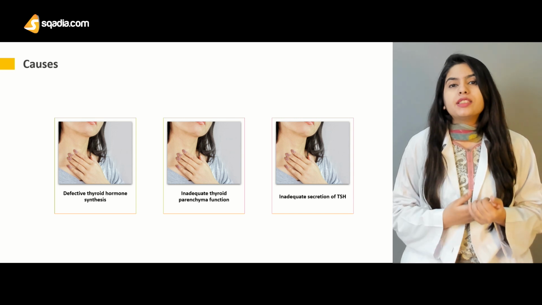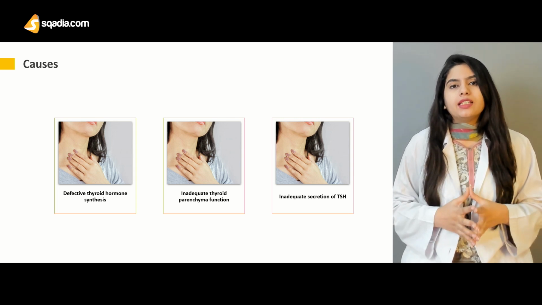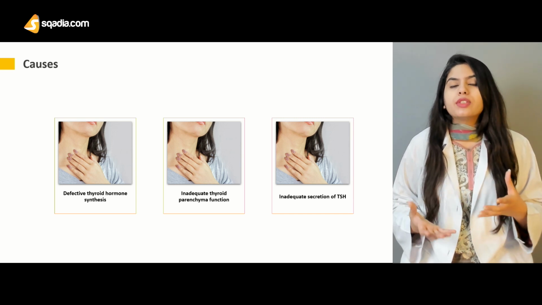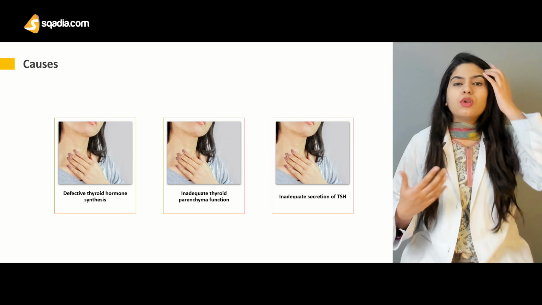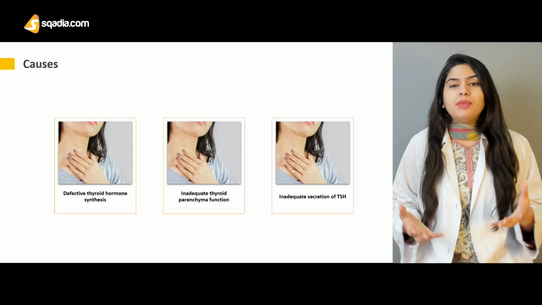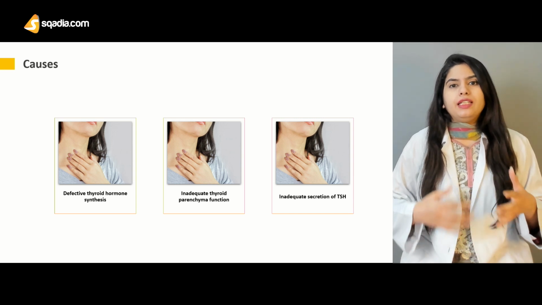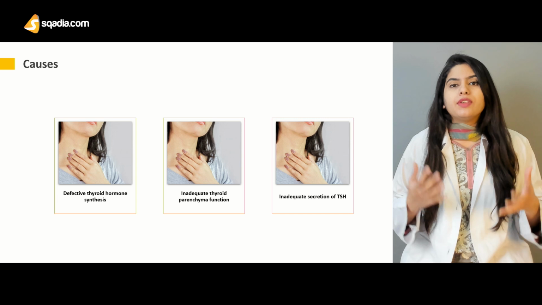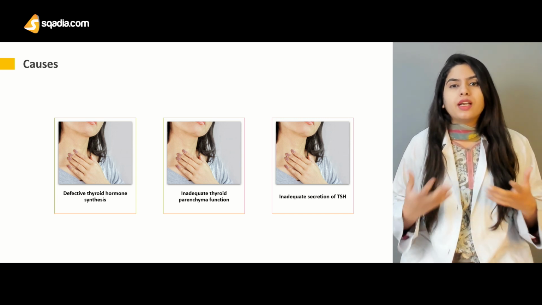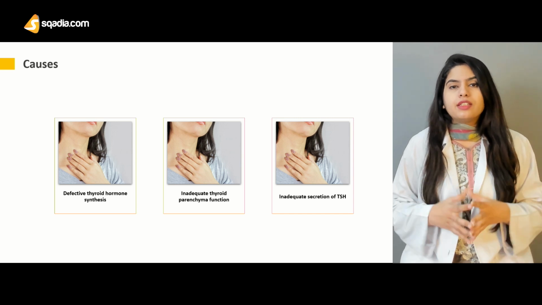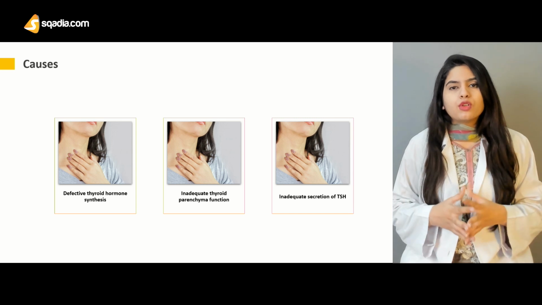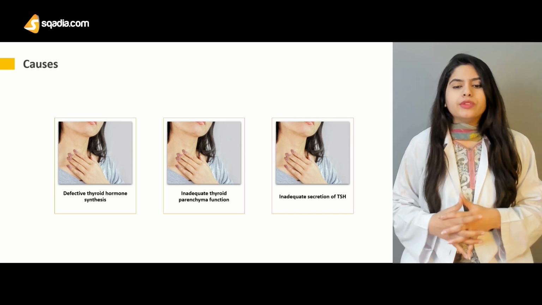Then there can be some developmental defect, like a genetic defect or congenital defects that occur during the development of the thyroid gland, and the thyroid gland is not able to synthesize the thyroid hormone. Maybe the baby, during its late fetal life, did not receive enough iodine, or there was iodine deficiency that led to developmental defects of the thyroid gland, and the thyroid gland is not producing enough thyroid hormone.